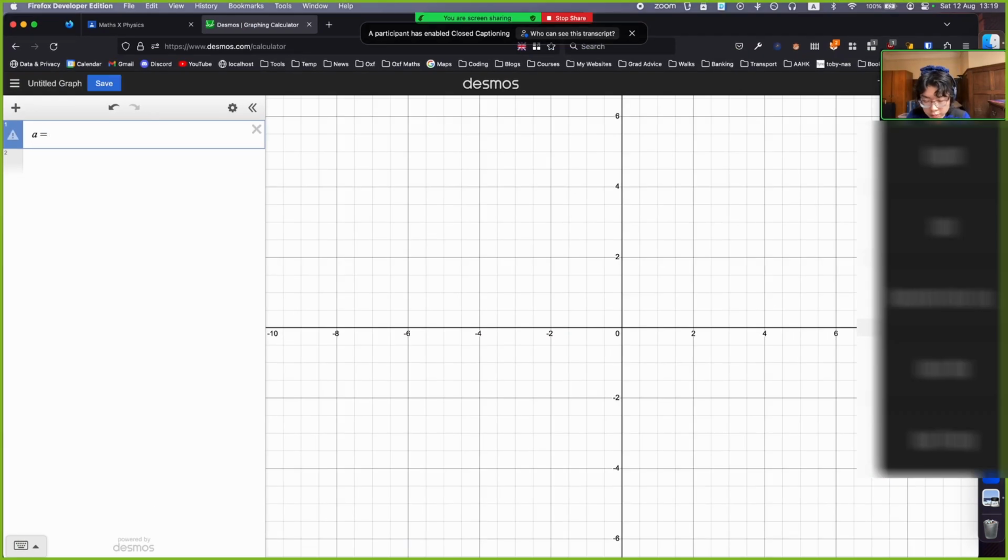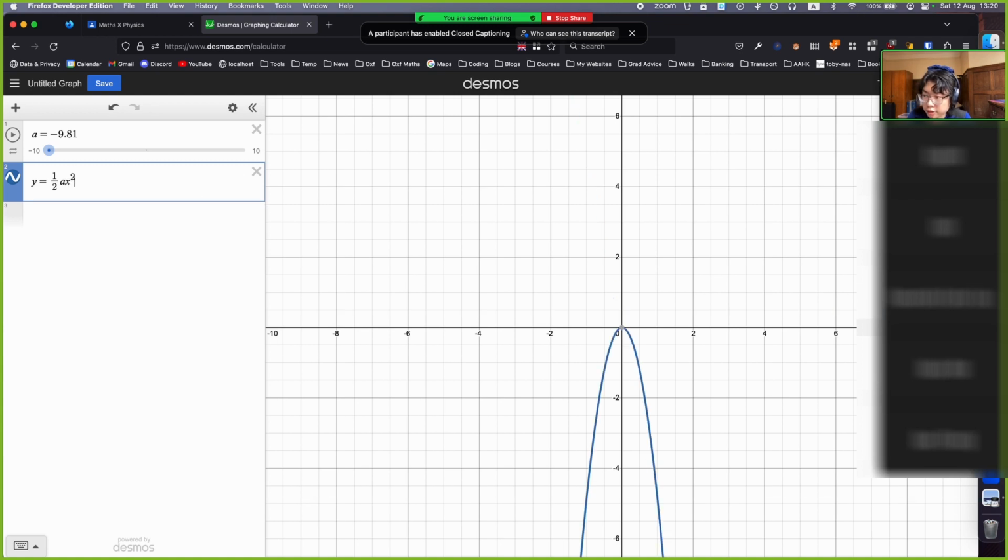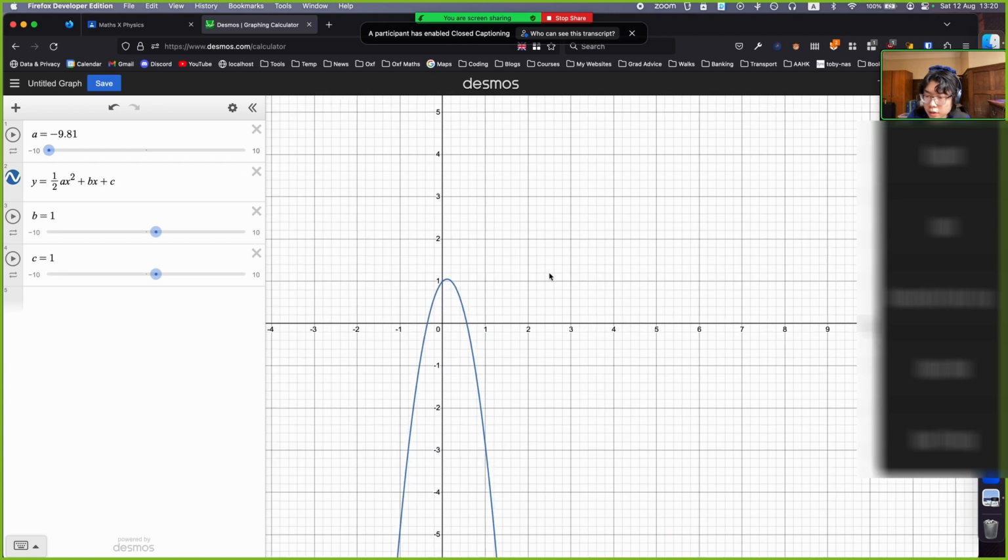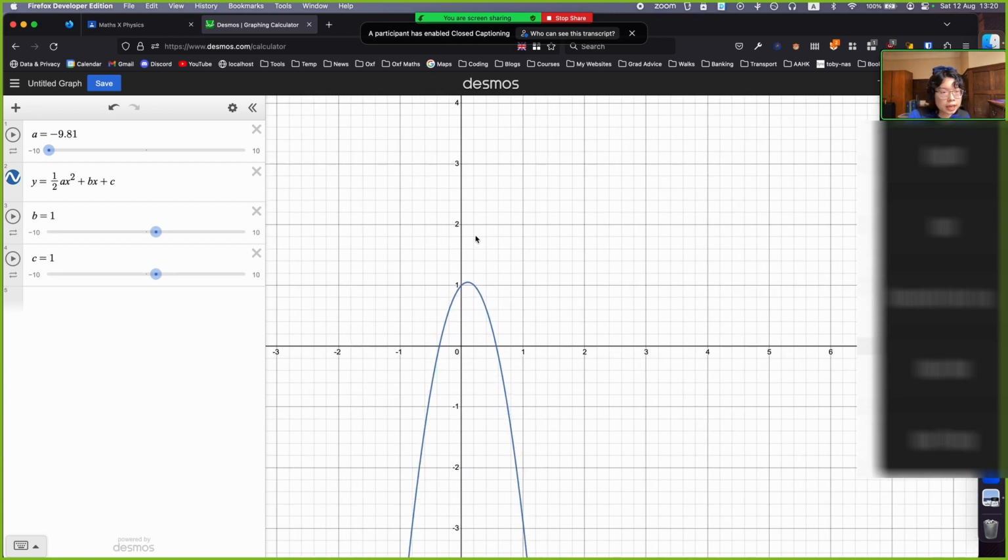So if we take acceleration to be minus 9.81, because we want to model this kind of ball falling down, and then we write r(t) just as a function of x, so y is equal to 1/2 a x squared plus some constant plus some constant. So this is kind of like modeling how some projectile falls down. The x-axis would be the time axis, and the y-axis would be the height.